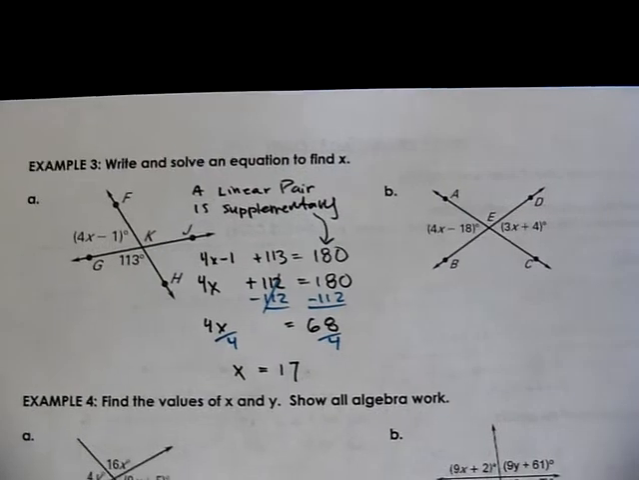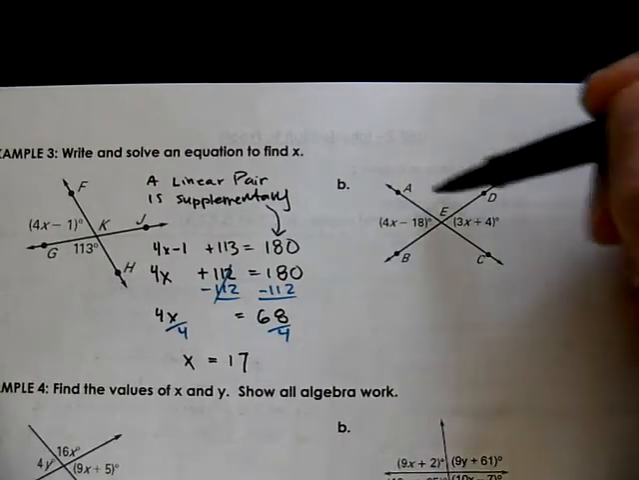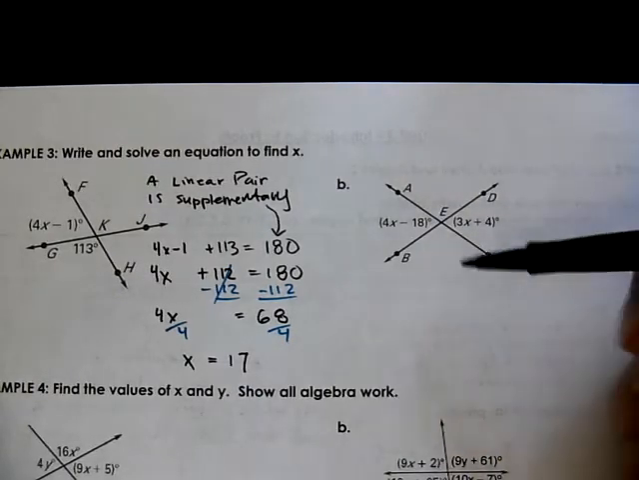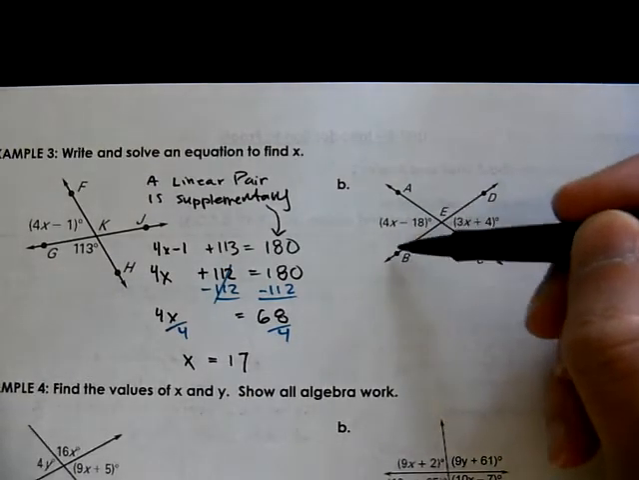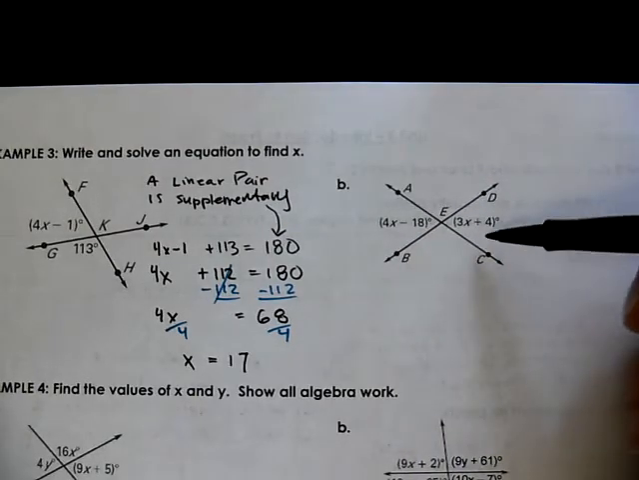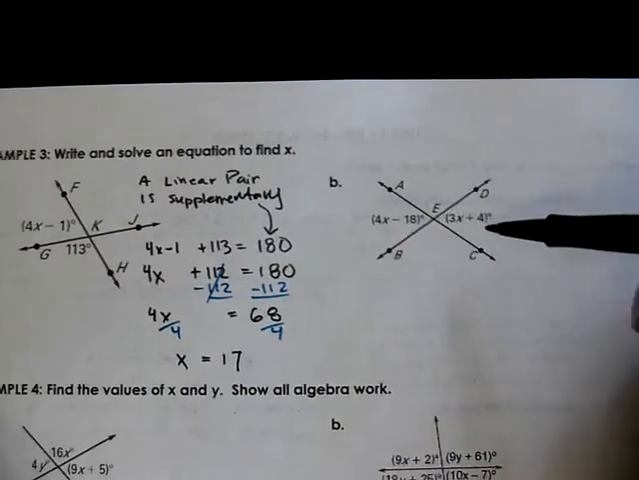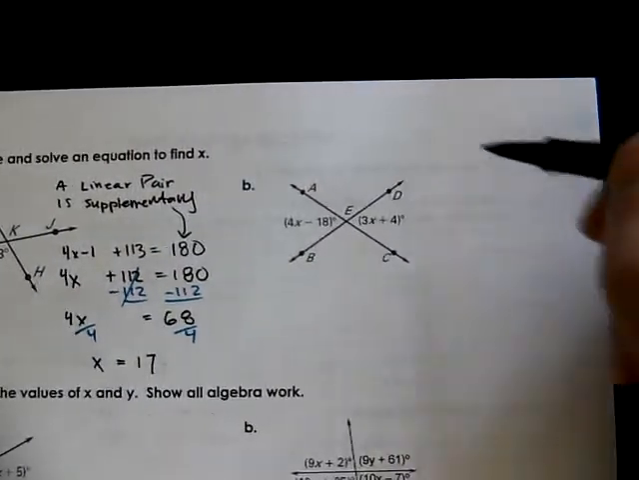So contrast that diagram with the next one. Again, we have two lines crossing. Find the angles with information, so not up here, not down there. But we have an angle on the left with a 4x minus 18, and we have an angle on the right with a 3x plus 4. So now that we've found where the angles are, we then have to identify what are they. These are vertical angles.